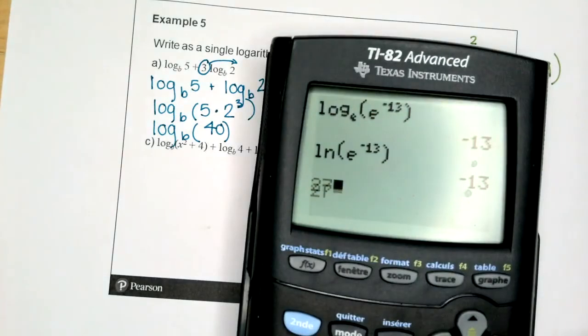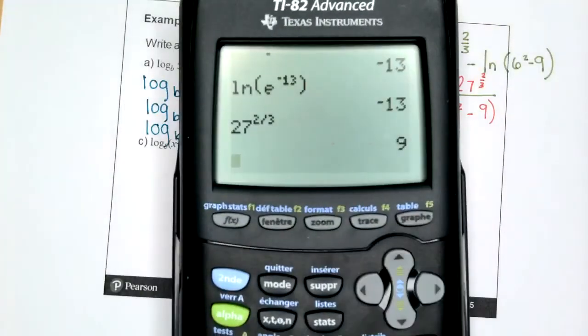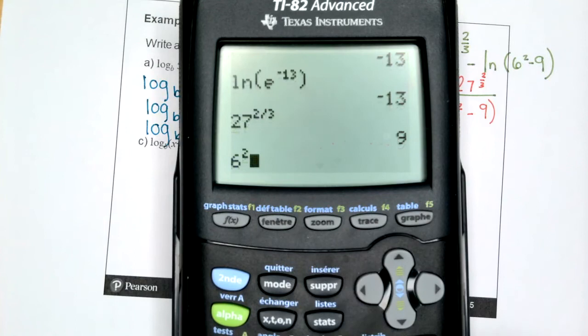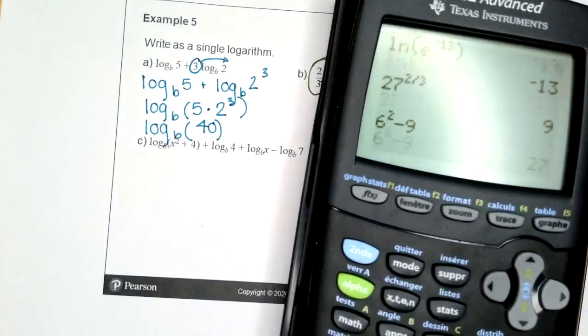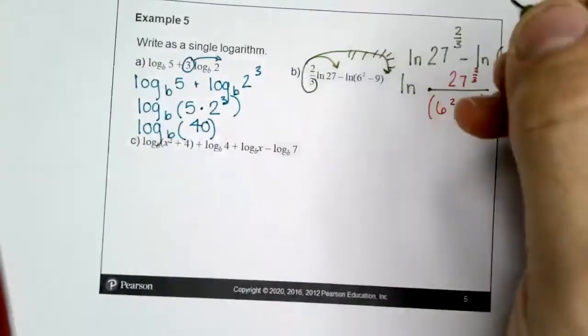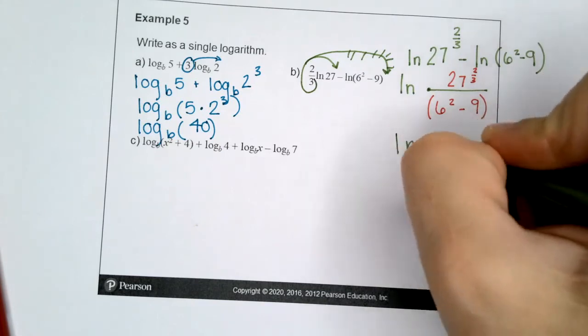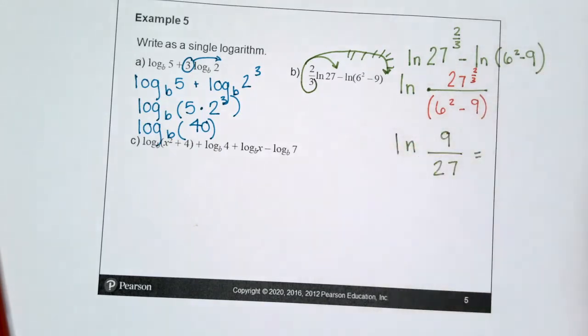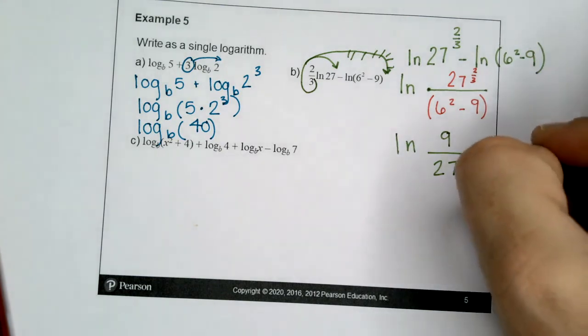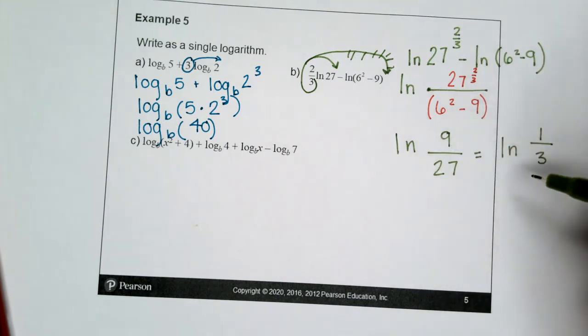But 27 to the power of 2/3 is 9. Good. And then 6 squared minus 9 is 27. So that becomes the natural log of 9 over 27. And I can divide both of those by 9, right? That becomes 1 and that becomes 3. So it's the natural log of 1/3.